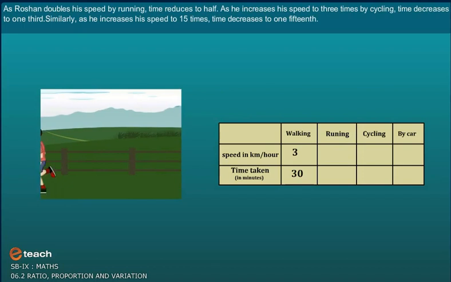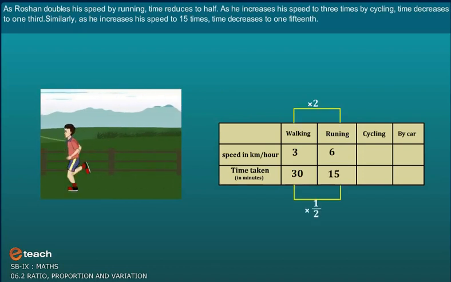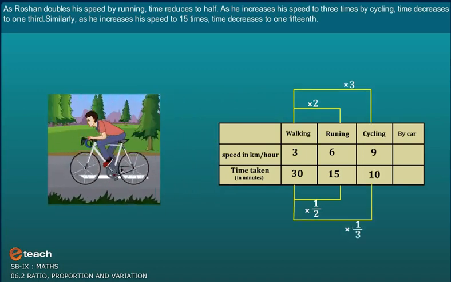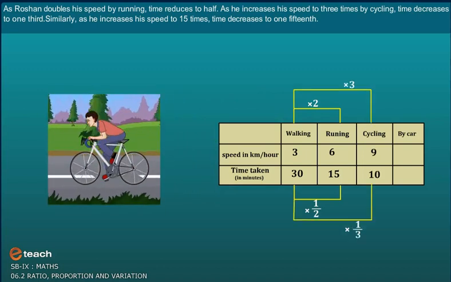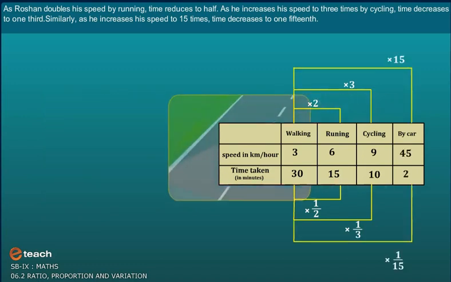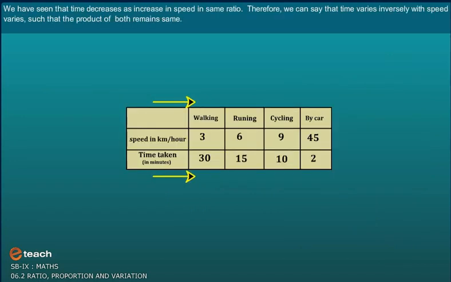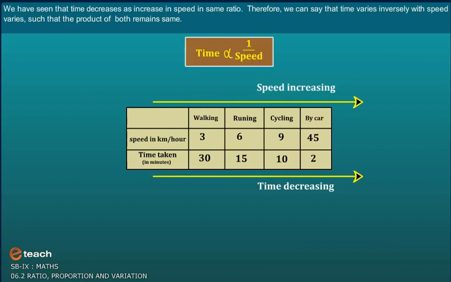As Roshan doubles his speed by running, time reduces to half. As he increases his speed to 3 times by cycling, time decreases to 1/3. Similarly, as he increases his speed to 15 times, time decreases to 1/15. We have seen that time decreases as speed increases, in the same ratio. Therefore, we can say that time varies inversely with speed, such that the product of both remains the same.